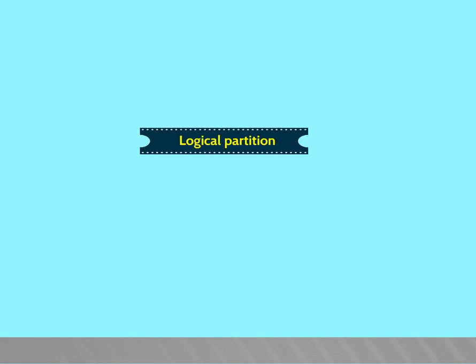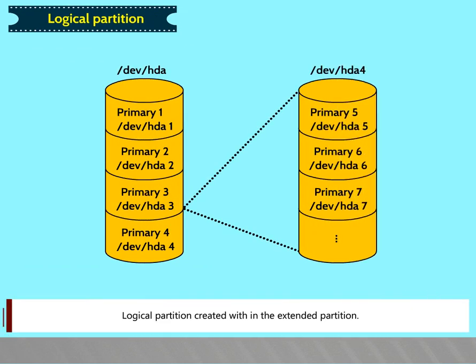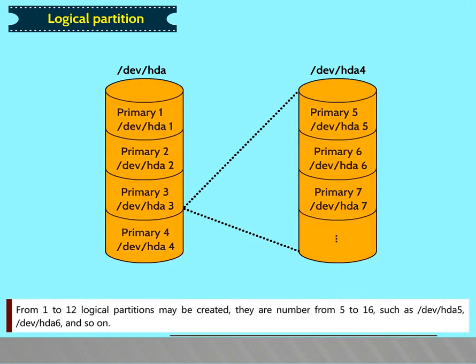Logical partition. Logical partitions are created within the extended partition. From 1 to 12, logical partitions may be created. They are numbered from 5 to 16, such as /dev/hda5, /dev/hda6, and so on.